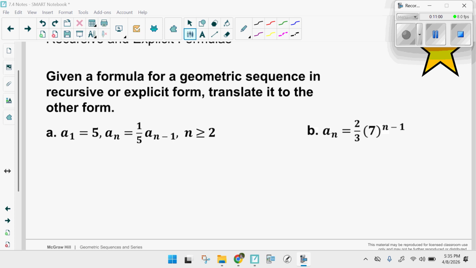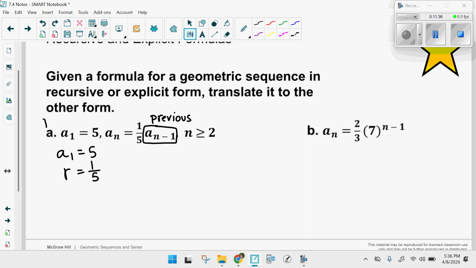Given a formula for a geometric sequence in recursive or explicit form, translate it into the other form. Part A is communicating a sub 1 is equal to 5, and then to get to each new term, remember a sub n minus 1 means the previous term, and I would take the previous term and multiply that by 1/5. So my a sub 1 is equal to 5, and to get to each new term, I would multiply by 1/5. That's going to be my r value.